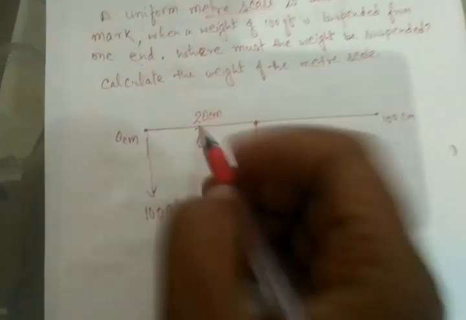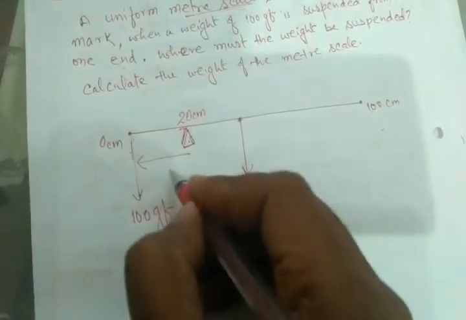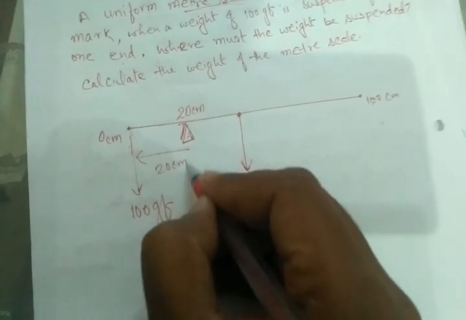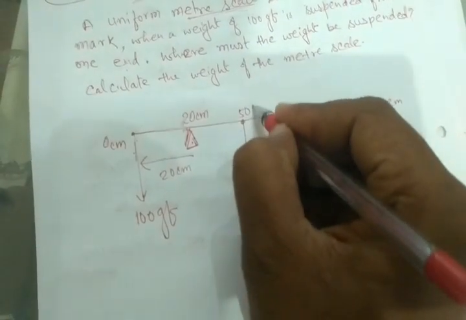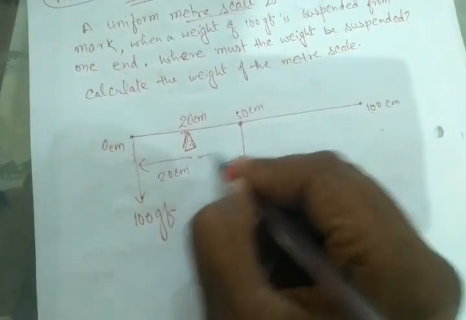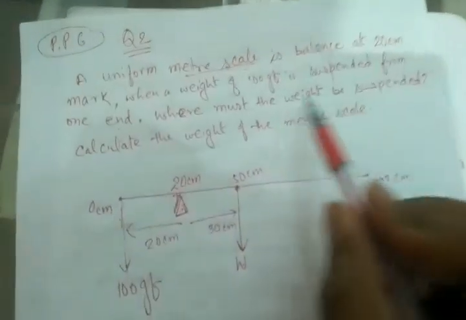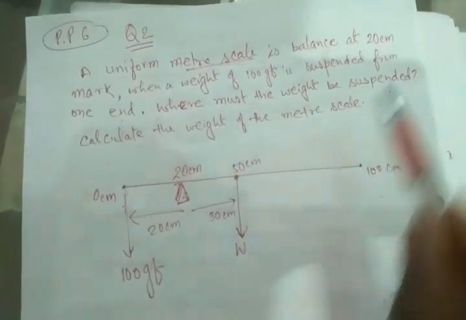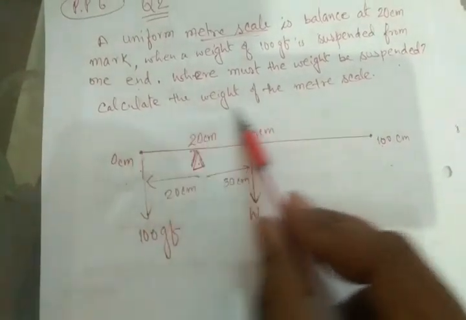Okay, now mention the distances. This is 0, 20, so this will be 20 centimeter, and this is the center, the middle part of the scale, so this will be 50 centimeter. So the distance becomes 30 centimeters. So the first part of the question was, where must the weight be suspended? The answer is at the 0 centimeter mark. And the second question is, calculate the weight of the scale.